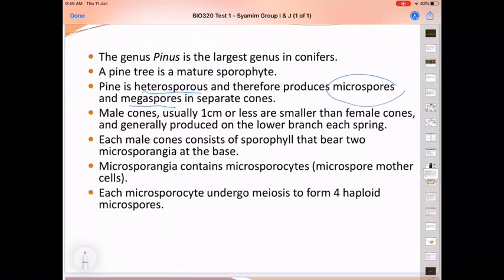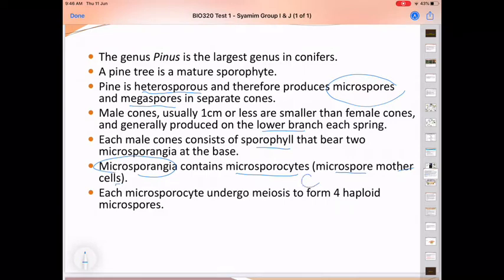The male cones are usually 1 cm or less, which is smaller compared to female cones, and they are generally produced on the lower branch. So this is the characteristic of the male cones. Each male cone consists of sporophylls. A sporophyll is the leafy part that bears 2 microsporangia at the base. The microsporangia contain microsporocytes, and this microsporocyte contains the microspore mother cell.